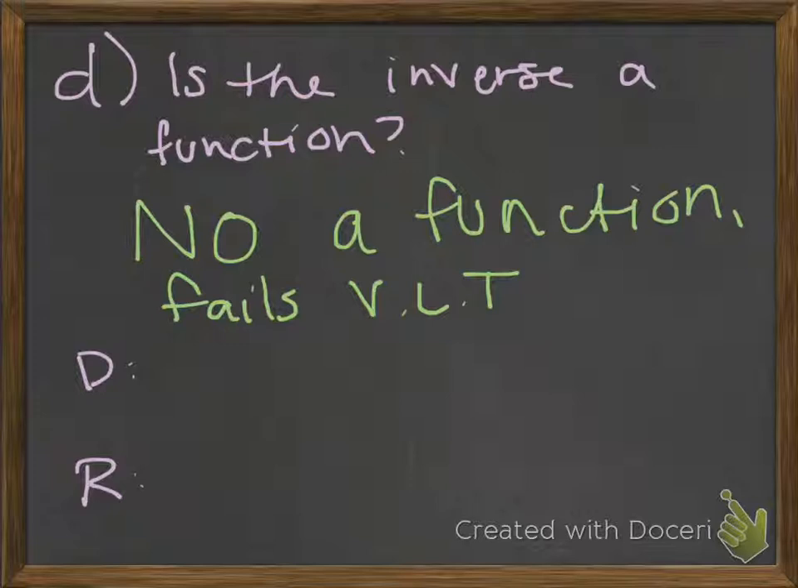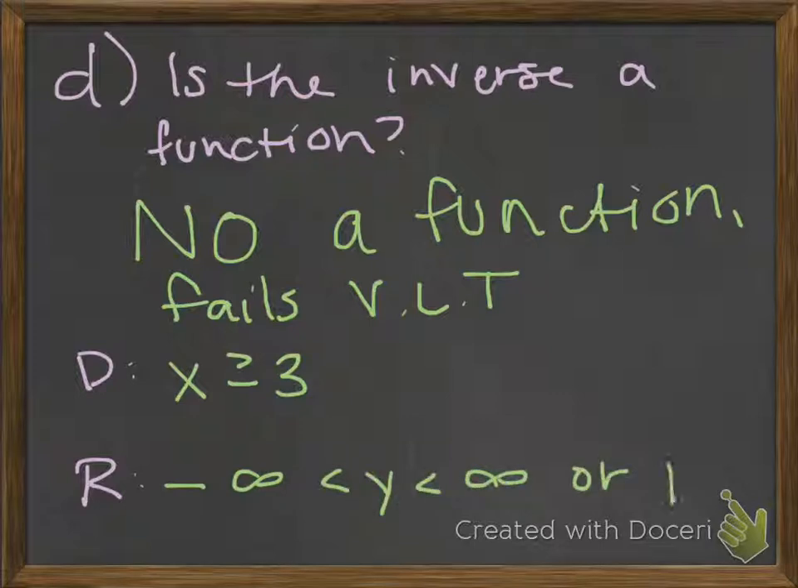So remember, my domain and my range flip-flop. So the range for the last function was y is greater than or equal to 3. So that means my domain now becomes x is greater than or equal to 3. And the domain for the last one was negative infinity less than x less than infinity. So that means my range now becomes negative infinity less than y less than infinity, or all real numbers.